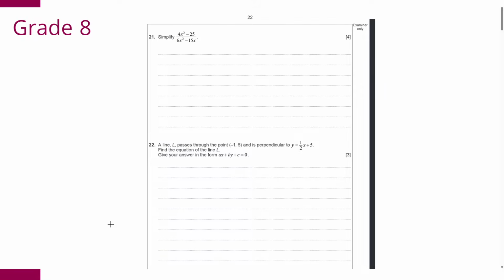some algebraic fractions, some simplifying. That's come up in one example, but it hasn't come up in the other two. So we could do a little bit of algebraic fractions, but this one looks like a quick one, so shouldn't be too inconvenient. Okay, so it says simplify 4x squared minus 25, all of that over 6x squared minus 15x.